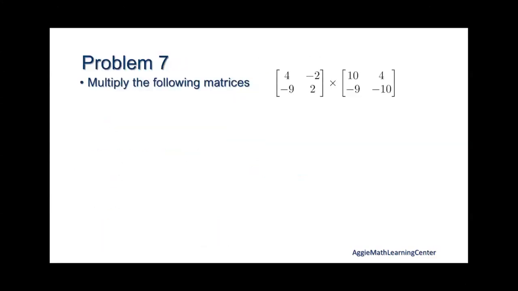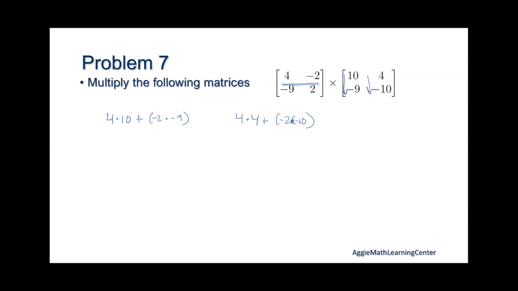Okay. So let's see what we can do with this one. We're gonna go across this way and we're gonna go down this way in order to multiply these two matrices. So we're gonna get 4 times 10 plus -2 times -9. And then we're going to try and get this top right spot. So we're gonna go across this way, but we're gonna go down this column. So we get 4 times 4 plus -2 times -10.